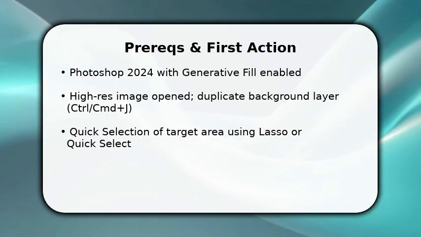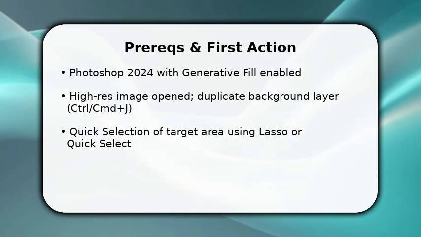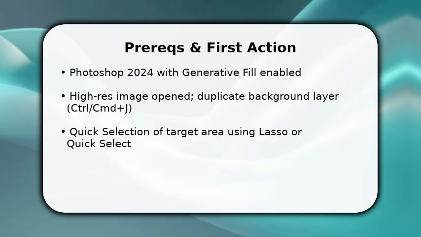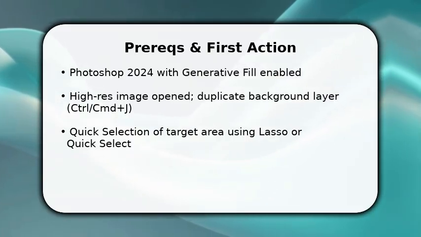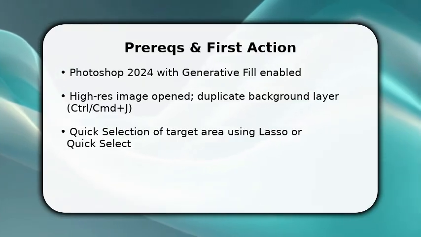Enjoy the video. You have Photoshop 2024 and a duplicated layer ready. Start now by selecting the exact area you want generative fill to change. Use lasso for freeform edits or quick select for objects. This gives clean masks and avoids edge artifacts.